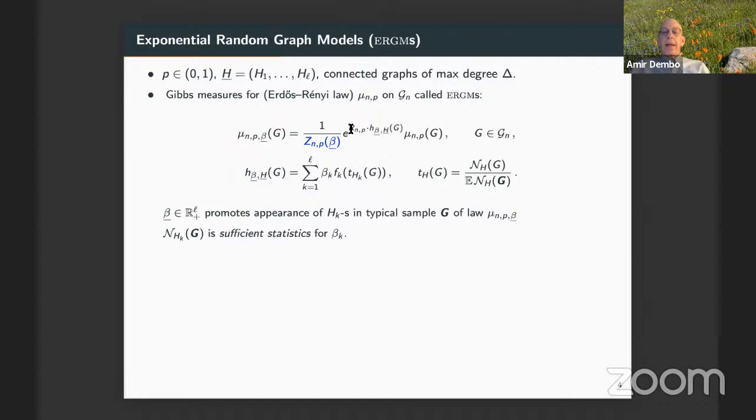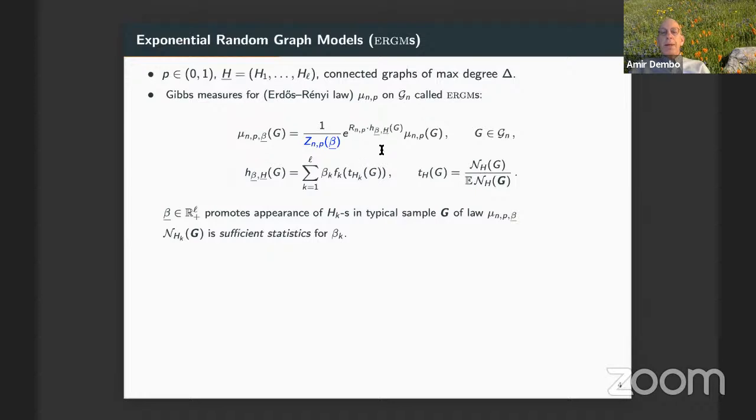So what is the weight here? The weight here is going to be a combination of counts of various subgraphs in the graph. The simplest case is when L equals 1. I will go over it in a minute in detail, in which case you simply take a parameter beta, like in physics, multiplied by the count of the number of copies of this subgraph H in my random graph G.